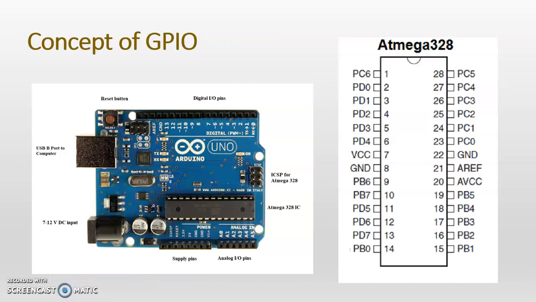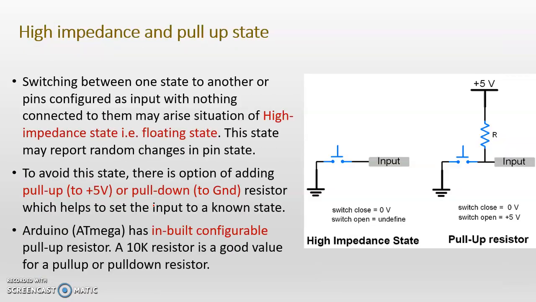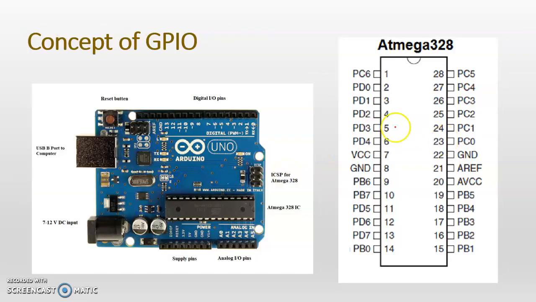Here we can see this sign given, the sinusoidal waveform, at pin numbers 9, 10, 11, 3, 5, 6. Practically these pin numbers are there on the board, which are available for PWM. So we can see it here.